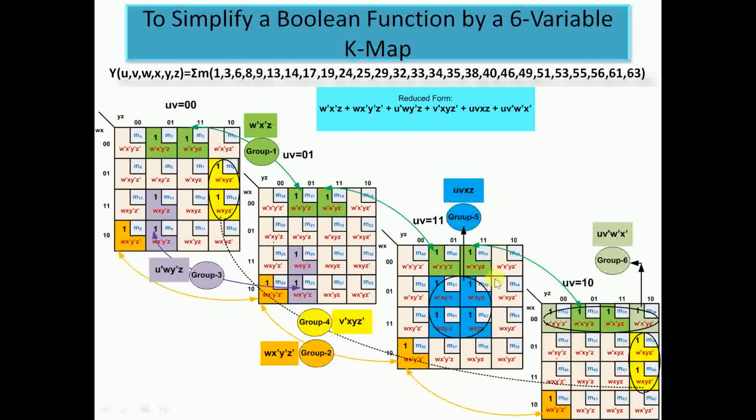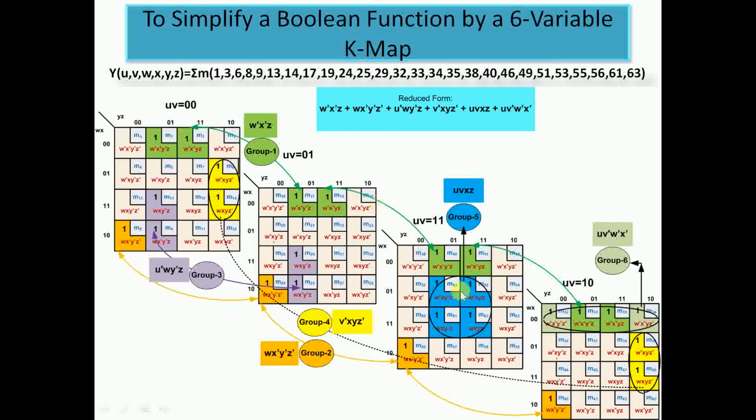Now we'll see group 5, which is confined to this map only. UV is equal to 1 1, so we have both these variables, so we have UV. If we concentrate on these two rows, X is fixed, Y is changing, so we have X. And if we concentrate on these two columns, Z is fixed, so we have Z. So the reduced form is UVXZ. Now we come to group 6, which is confined to this map only. UV is equal to 1 0, so since it is confined to one map only, we have U 1 V 0, so U V bar. And here all the YZ are changing, so we do not have variables Y and Z, and WX are 0 0, so we have W bar X bar.